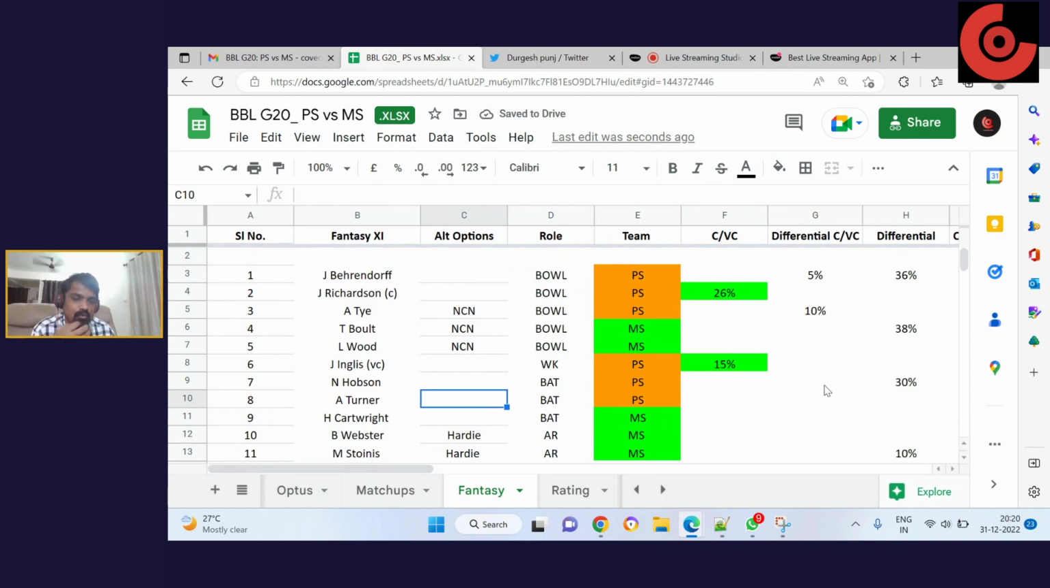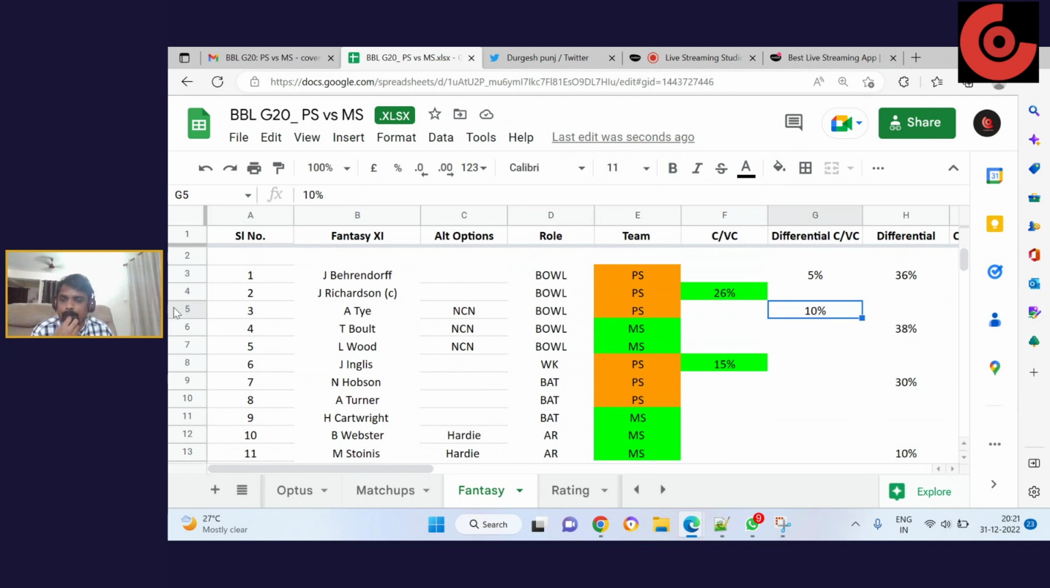So how do you create more combinations? This is for small leagues, leagues that have 10 to 50 members. You could pick one captain from here, either Jai Richardson or Josh English. And you create a second team by picking one from here. So this is a differential captain and vice captain, because in leagues that have 10 to 15, you need someone to push you up the ladder and not go with the most common picks.